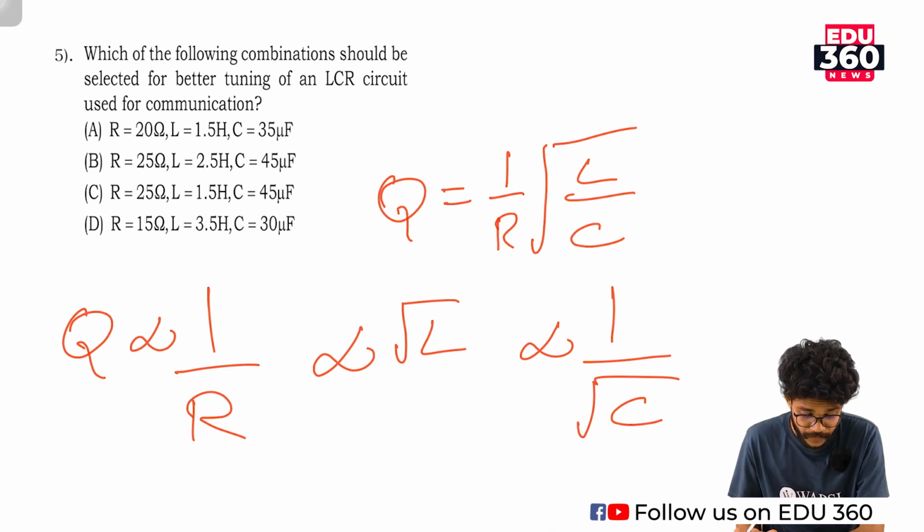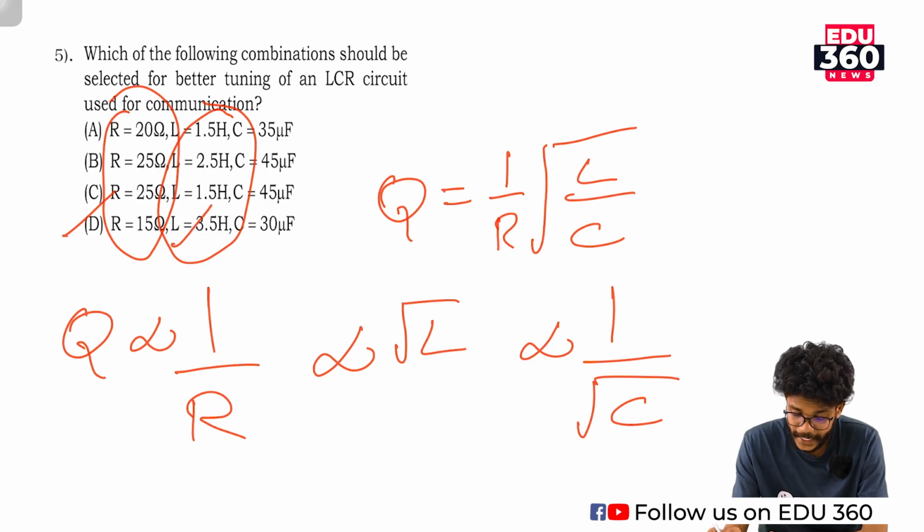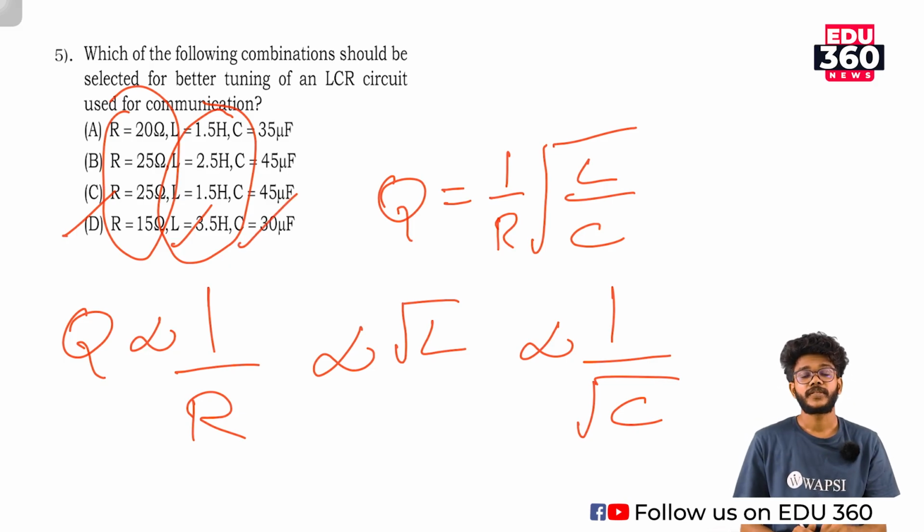Which option is correct? By checking the resistance, the fourth option has R low, and by checking the inductor to be high, that is also the fourth option, and when we check the capacitor, which should be low, that is also the fourth option. In the fourth option, the resistance is low and the capacitor is low, but the inductance is high. So the fourth option can be taken.